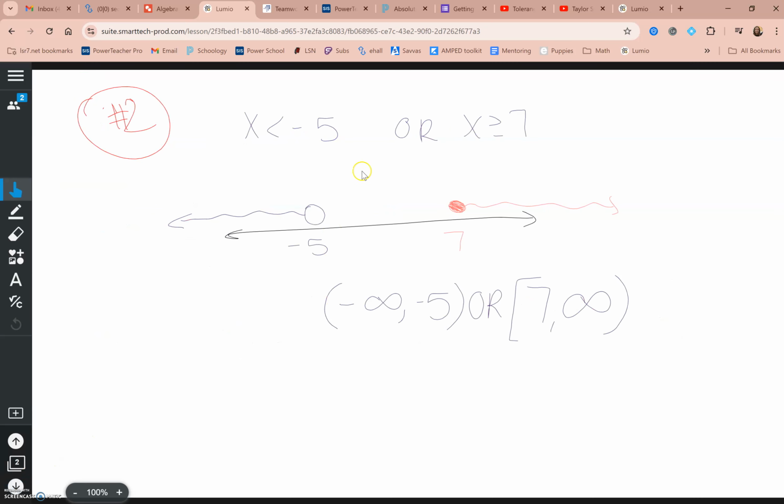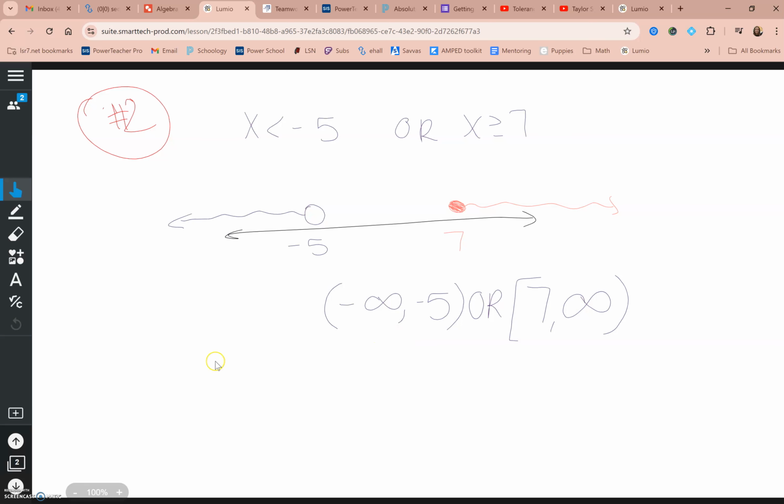Our next problem is an OR. I love ORs because we don't have to worry about an overlap. They could overlap, but they don't have to. So we just put both of them on the same number line. x is less than -5. We have an open circle because it can't be -5. We want all the smaller numbers, so going to the left. Or x is greater than or equal to 7. So we have a closed circle because it could be 7, and we want all the bigger numbers, so we're going to go to the right.